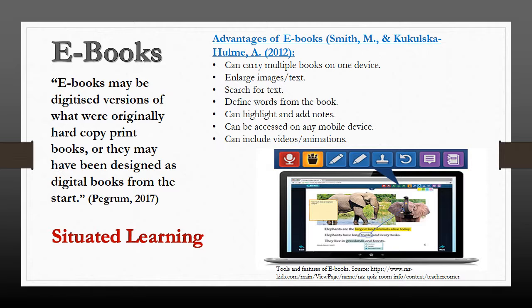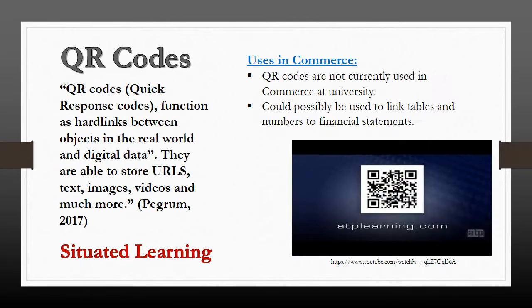Advantages of ebooks for commerce students include being able to carry multiple books on one device, enlarging images and text and searching for text, defining words from the book, and highlighting and adding notes onto the page. They can also be accessed on any mobile device and can include videos and animations. Ebooks are a form of situated learning, as it is often embedded within the learning environment.